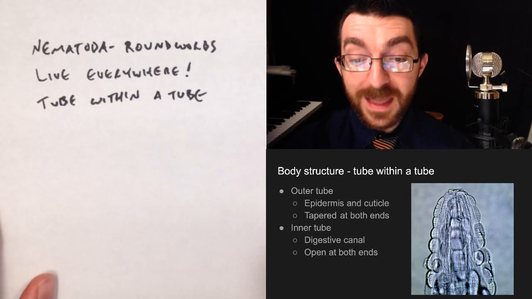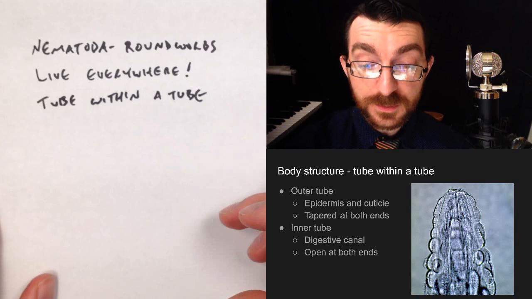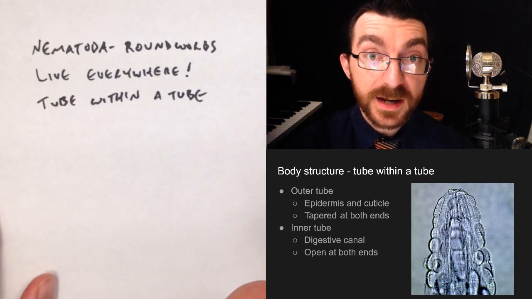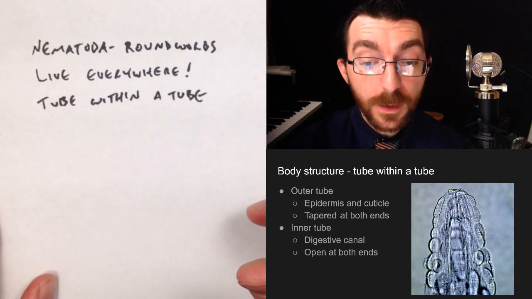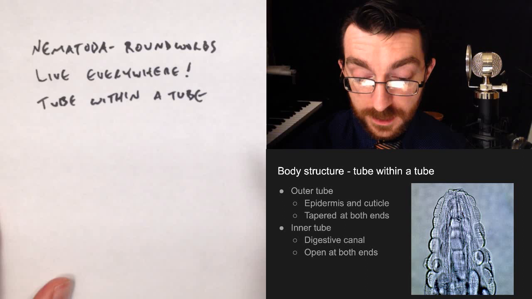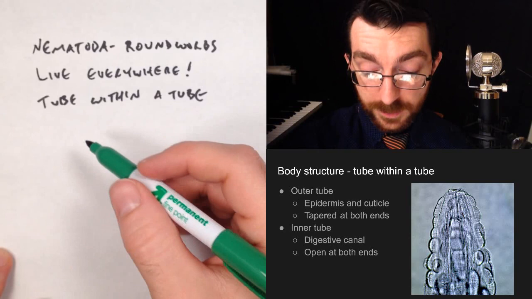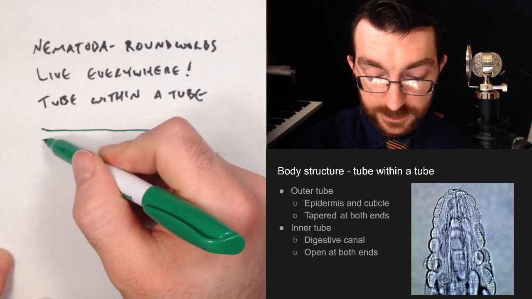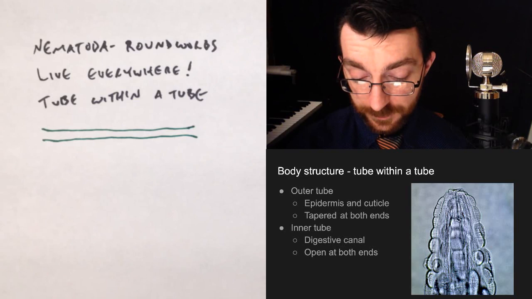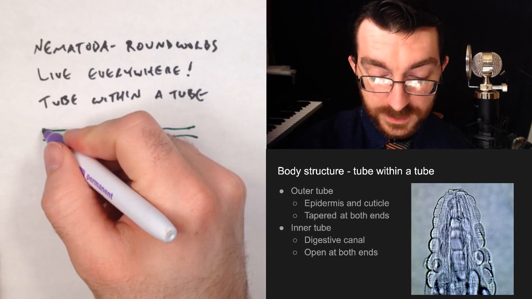So the outer tube has an epidermis and a cuticle. Remember that an epidermis would be the thin layer of cells on the outside of something, and a cuticle is that protective coating, just like the segmented worms have, and it's tapered at both ends. The inner tube contains a digestive canal, and it's open at both ends. So if I had to draw something like this, which I do, I'll draw the inner tube as green. Inner tube sounds like a bicycle tire now. So the inner tube is a digestive canal, and it's open at both ends. And then it has an outer tube, which is tapered, which just means it gets thinner at both ends.